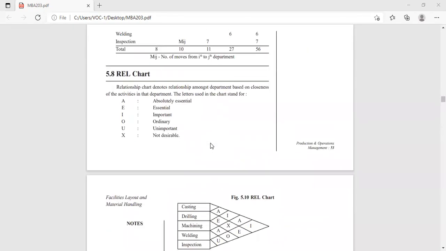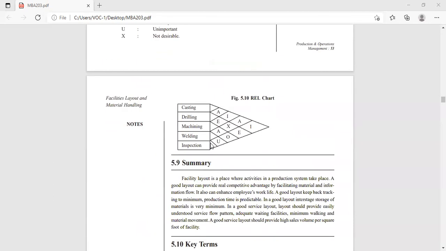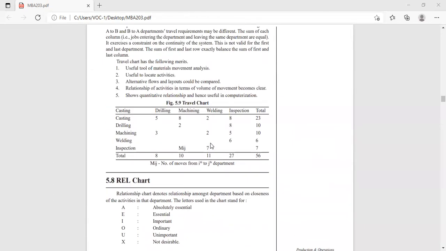So this is all about the fifth chapter. In the next chapter, we'll start with the sixth chapter. And today we will stop here.